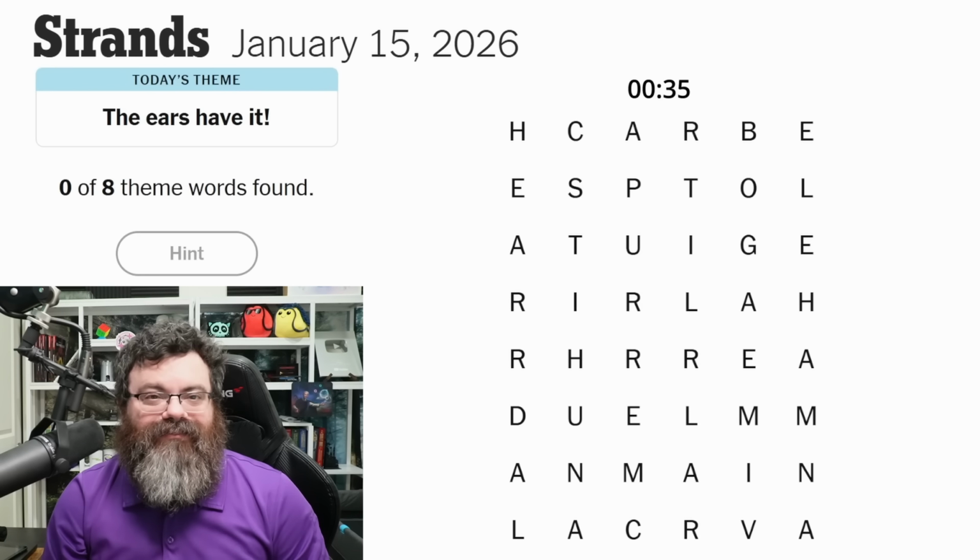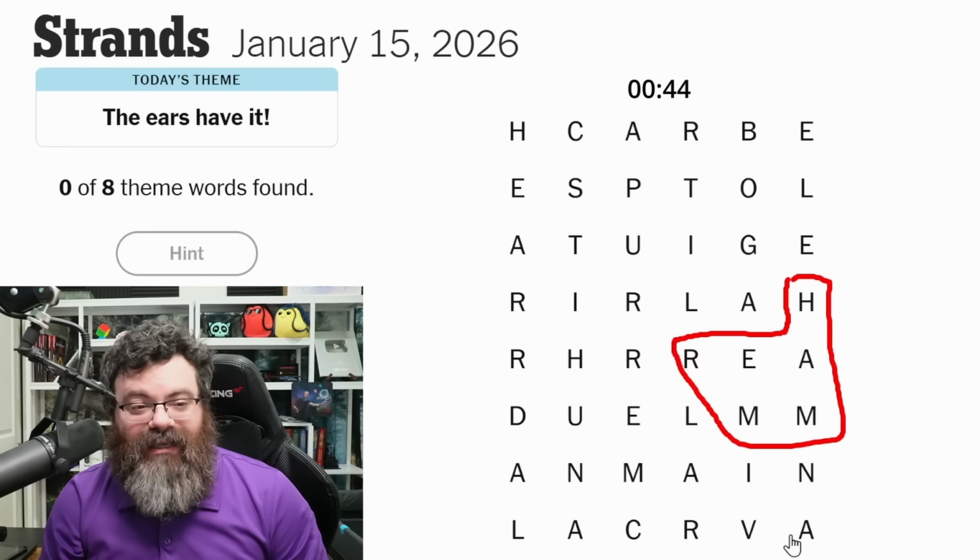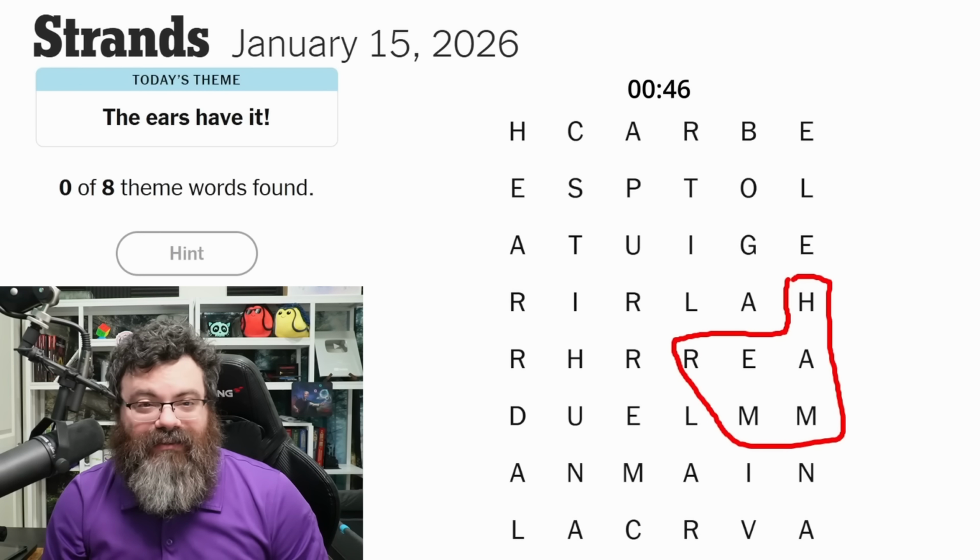Let's circle hammer, because that might help. There it is. There's hammer. If I had a hammer. Okay, anvil's down here. Anvil right here. Woo. Boom.